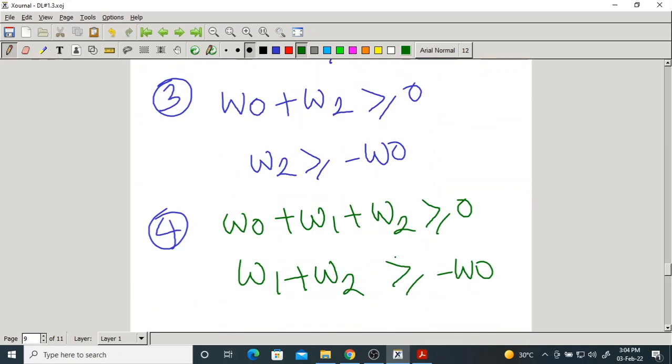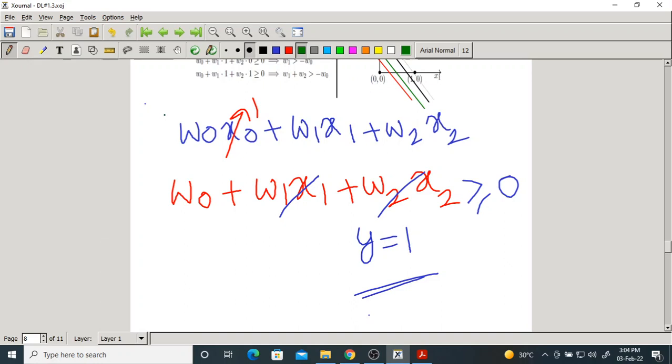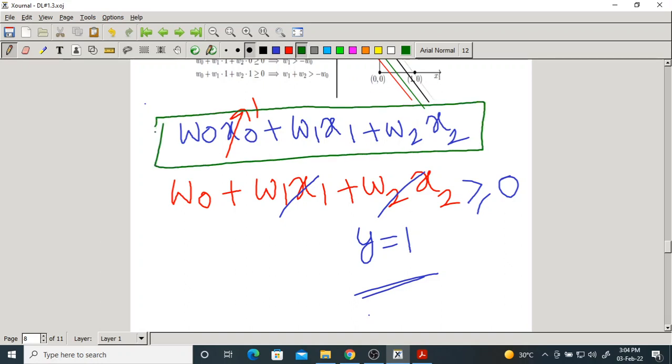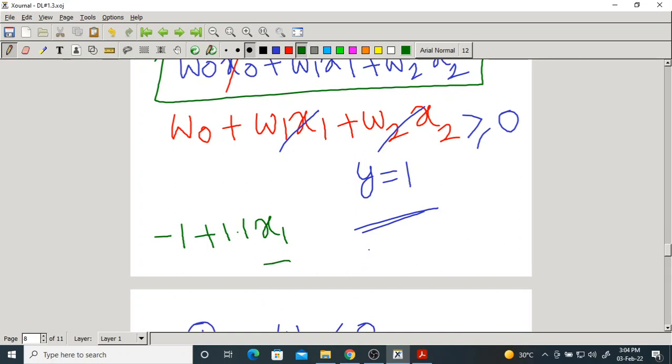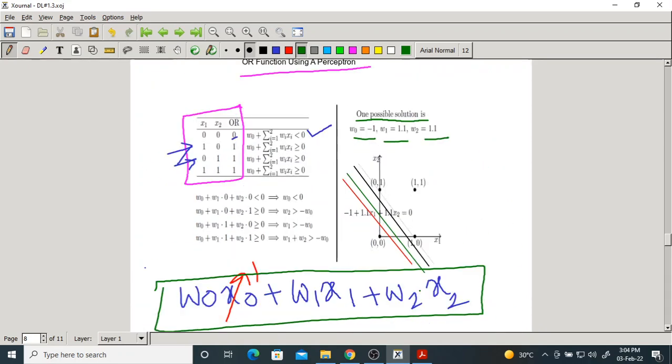Now, what is the line equation? This is the actual equation. One of the possible solutions is W0 equal to minus 1 plus 1.1 x1 plus 1.1 x2. This is a line. This is a boundary. I explained what a boundary is in the last class. This line is minus 1 plus 1.1 x1 plus 1.1 x2 equal to 0; otherwise, 1.1 x1 plus 1.1 x2 equal to 1.